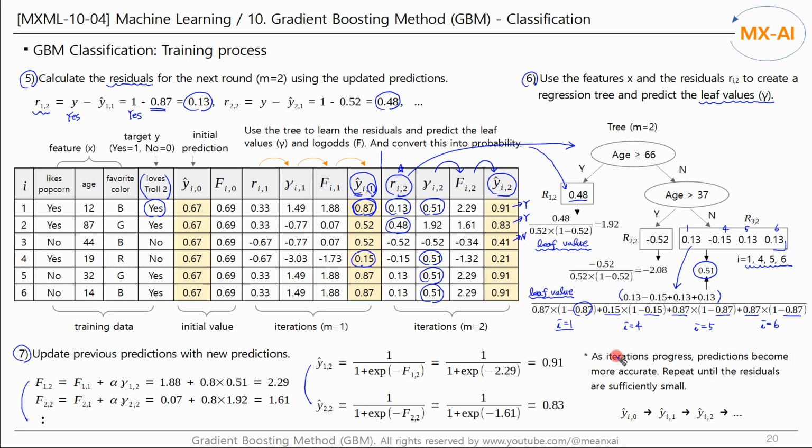As these iterations progress, you can see that the predictions become more and more accurate. Repeat this process until the residuals are sufficiently small. In classification, the y-hat is not predicted directly, but rather through the leaf value gamma and the log odds f. That is why the classification is more complex than regression.